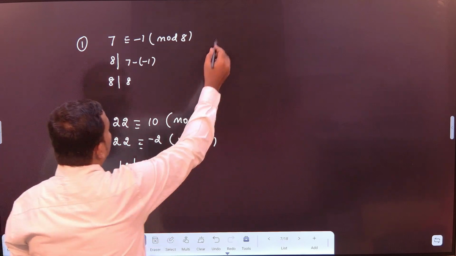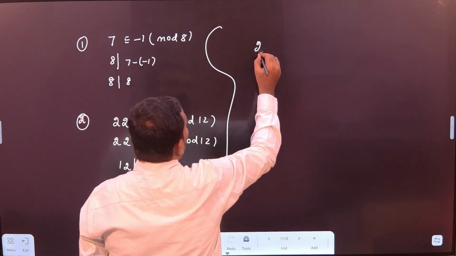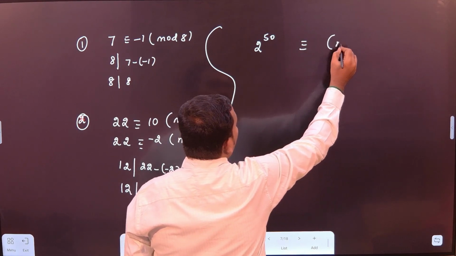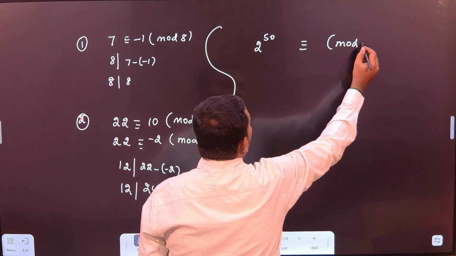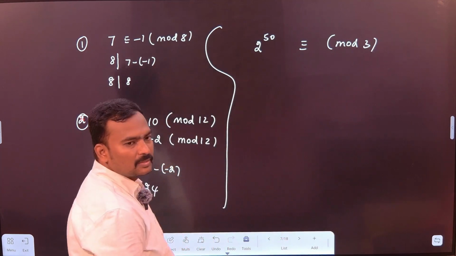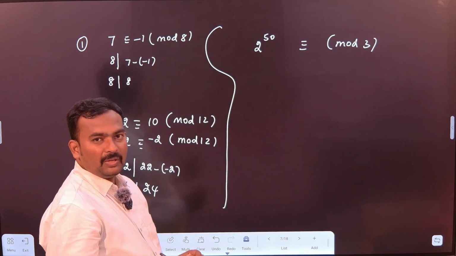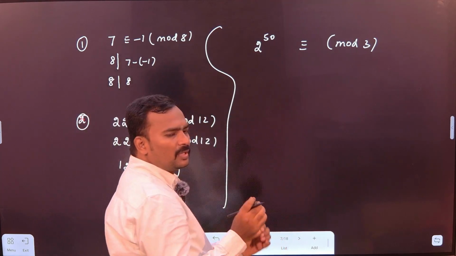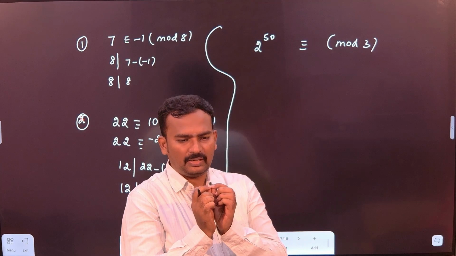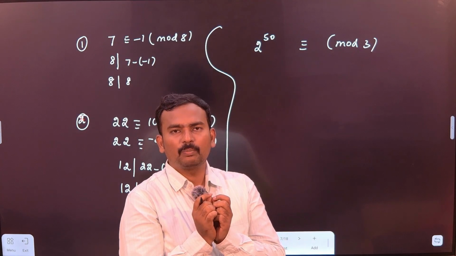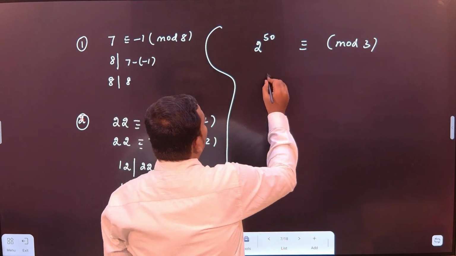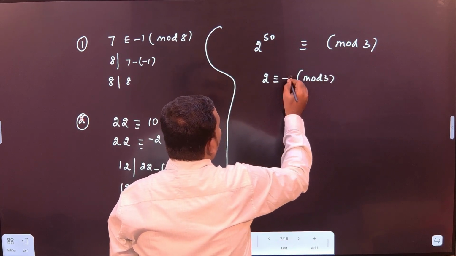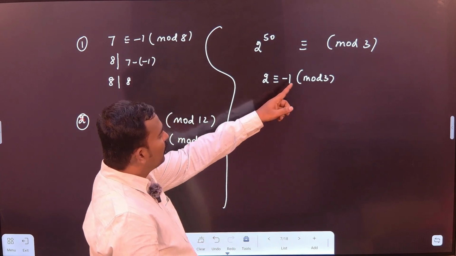So let me take 2 power 50. When you divide by 3, what is the remainder? Very simple thing: you have to take 1 or -1 as the possible remainder, and try. So 2 is congruent to -1 modulo 3. Why? Because 3 divides 2 minus (-1).